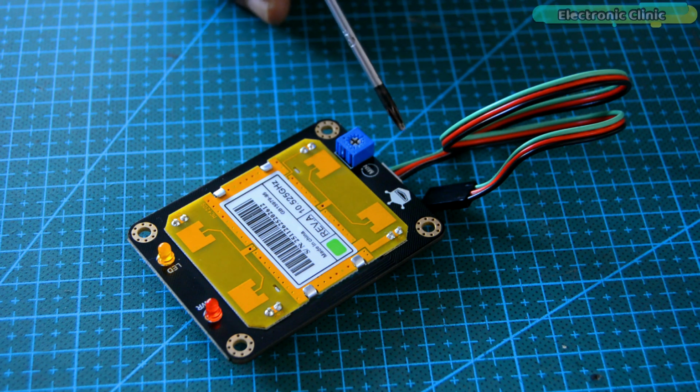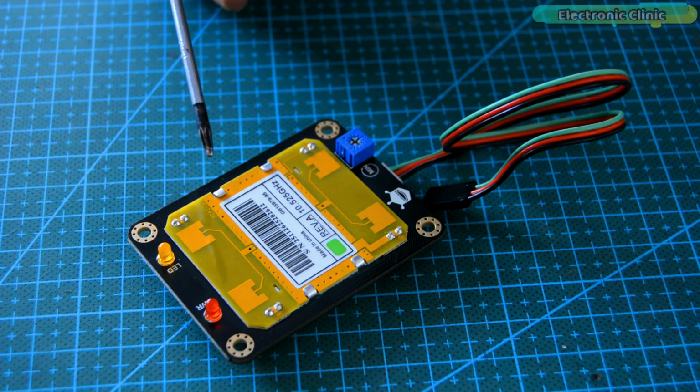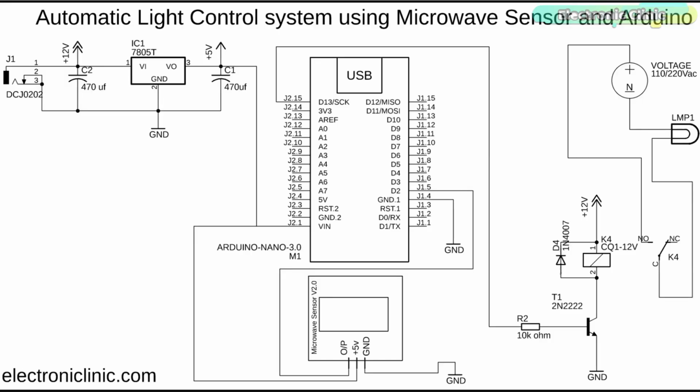Now let's take a look at the circuit diagram of the automatic light control system using this microwave sensor. The output pin of the microwave sensor is connected with the digital pin D2 of the Arduino, while the plus 5 volt and ground pins are connected with the Arduino's 5 volt and ground pins.